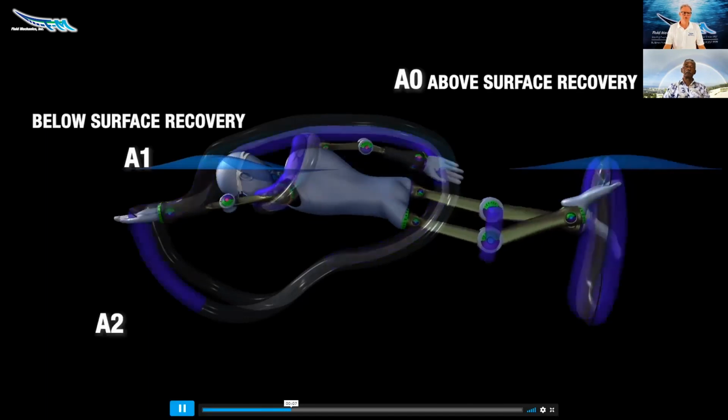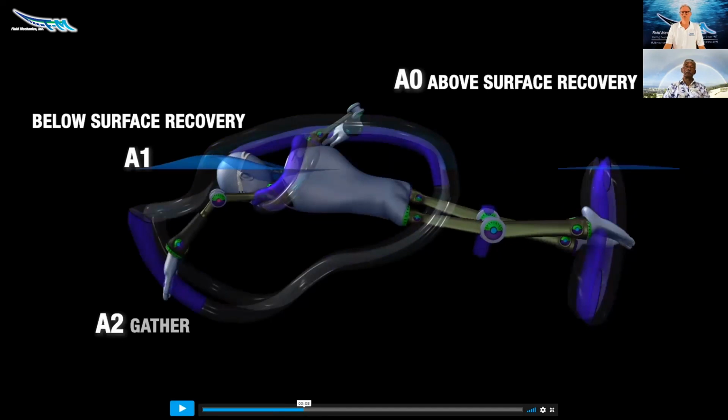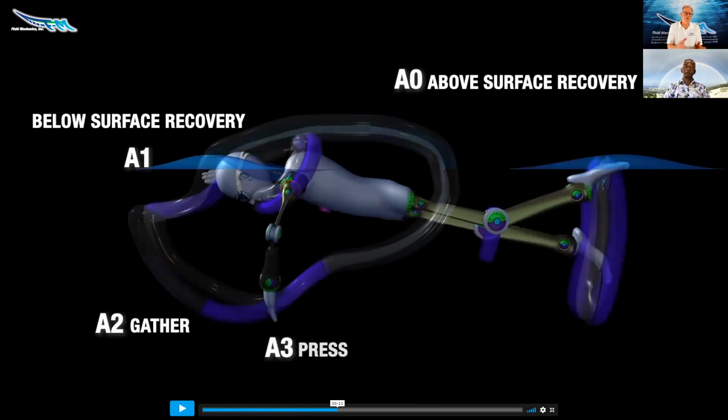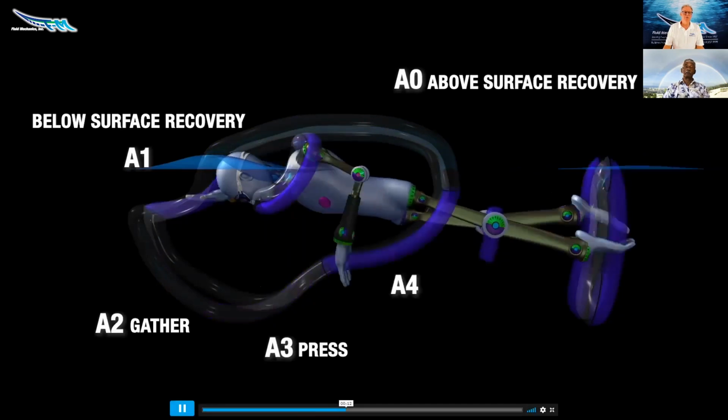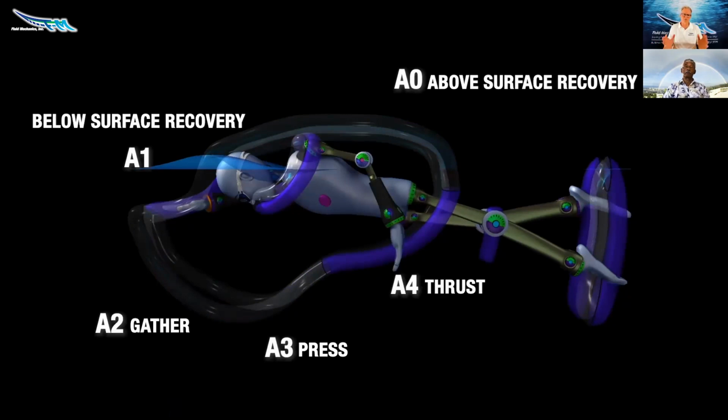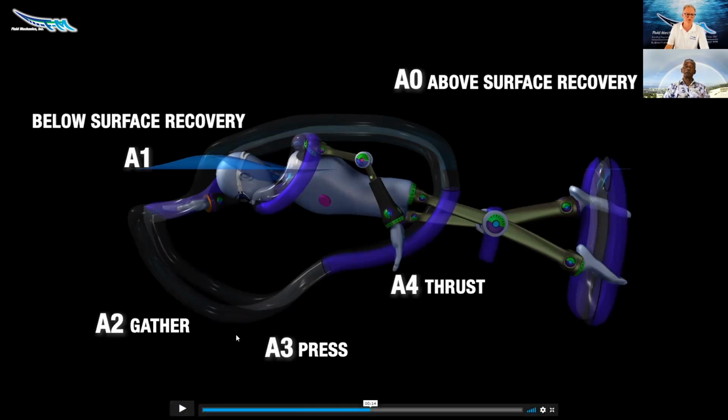Then down here, we're going to go into A2, which is what we call the gather, right? We're gathering the pressure field. A3, where you're pushing on the pressure field, we call it the press. And then A4, which is the thrust, where you're pushing off of that pressure field. And Dr. Prins has some amazing insight as to what's going on in these sections. And so we're going to get his expertise today on that.